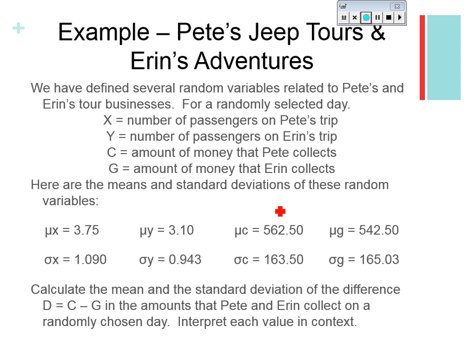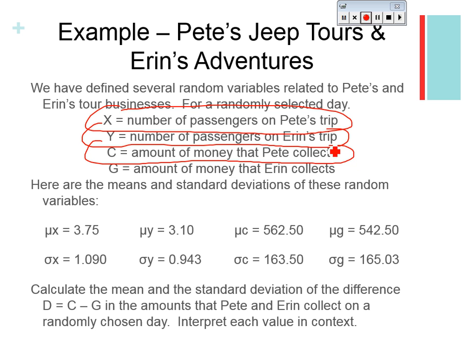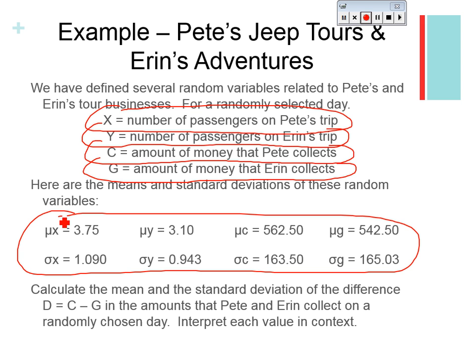So an example of that would be something like this, and we're kind of revisiting here the example that we did previously with Pete's Jeep Tours and Aaron's Adventures. So we have X here that represents the number of passengers on Pete's trip, Y represents the number of passengers on Aaron's trip, C here represents the amount of money that Pete collects, and G here represents the amount of money that Aaron collects. And here's sort of a summary of that data there.